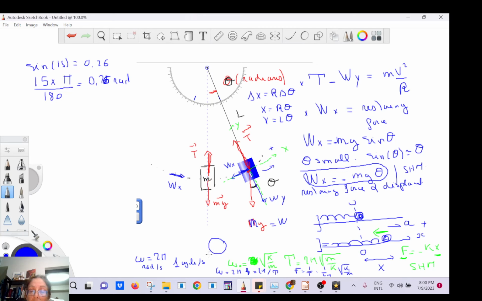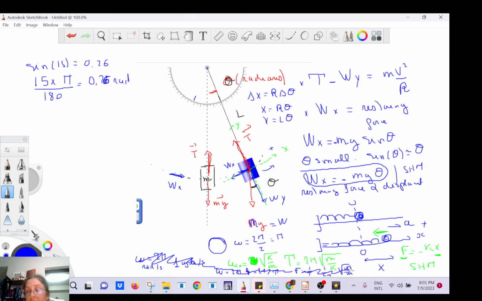Let's say the period is 2 seconds. Then omega will be 2 pi over 2, which is pi. That means in 1 second, it's doing half of a cycle, or pi radians, right? So that's the meaning of this angular frequency. Okay, why am I telling you that?